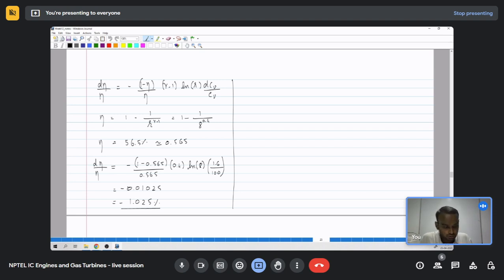Okay, so for the base efficiency I had 0.565, right? And this is with the assumption that gamma is 1.4. Now I am having the new CV value, that is a 1.6% increase. CV has gone up by 1.6%. So I can calculate the new gamma value, right?